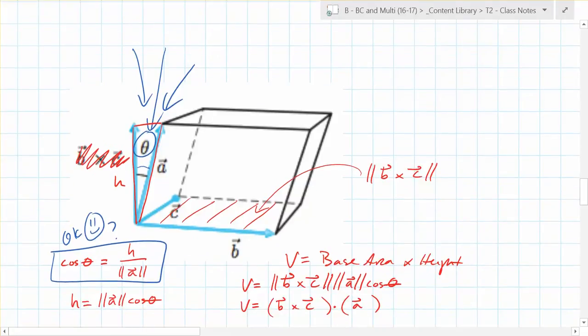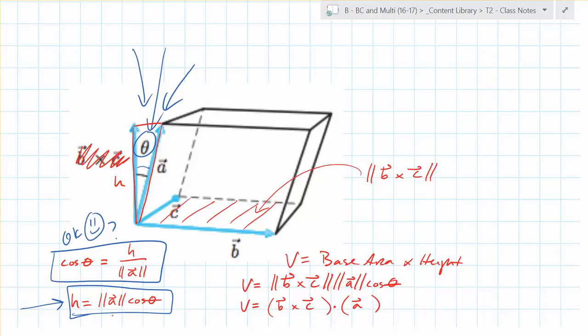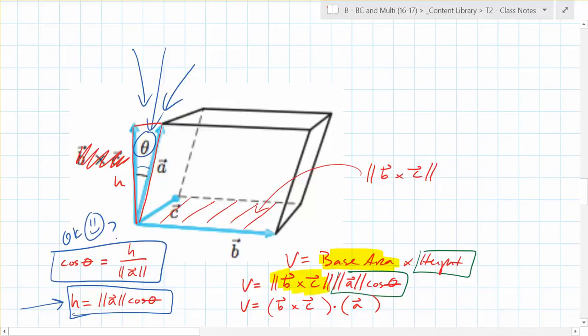So, therefore, what does H equal? Magnitude of A times cosine of theta. Are you okay with that so far? Yes? Raise your hand. Good? Everybody hears me? Okay, so what is that right there? It is the height. Do you agree? What's the base area? The base area is the magnitude of B cross C, correct? Do you agree with that?